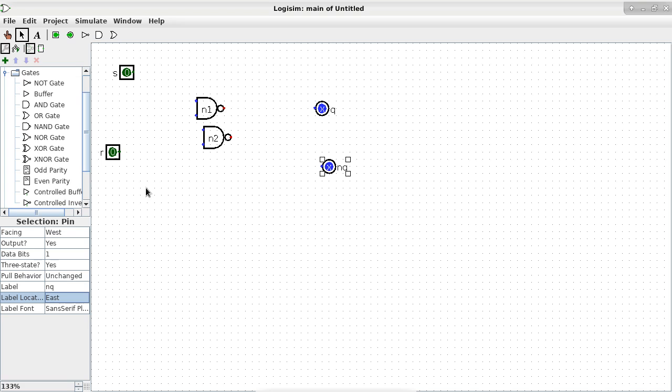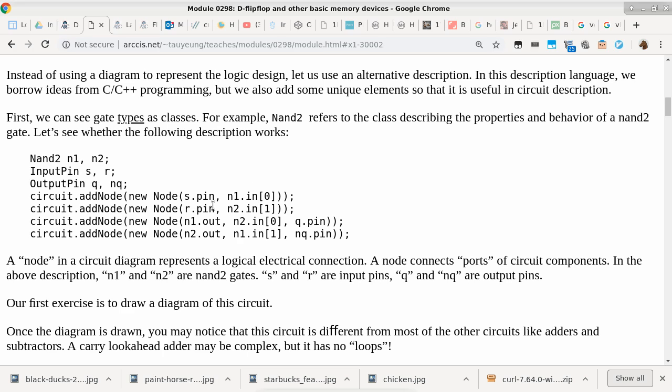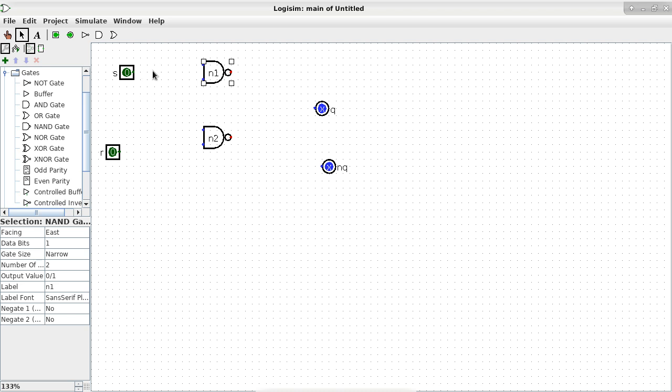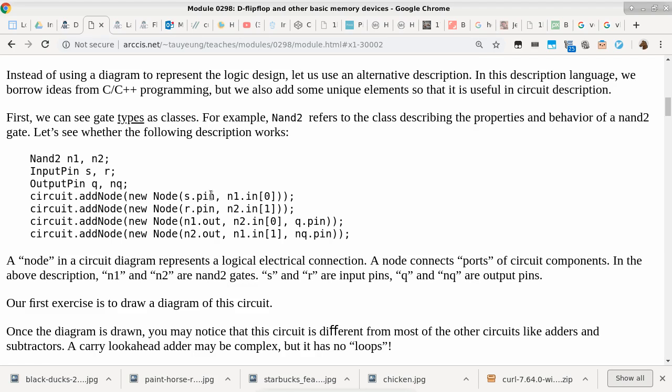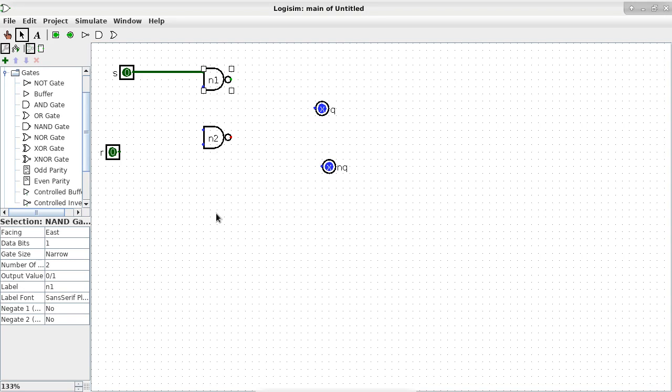Okay, so we switch back to LogicSim, and I need to look at the S pin. So I just try to make it look nice and align everything. There we go. The second one is the R pin. The R pin connects to the second input pin of N2, the other NAND 2 gate. So we'll go back to LogicSim and perform the same operation. Okay, so there we go.